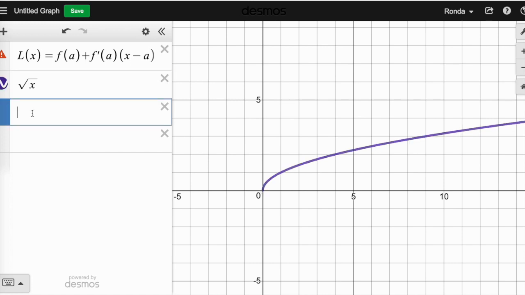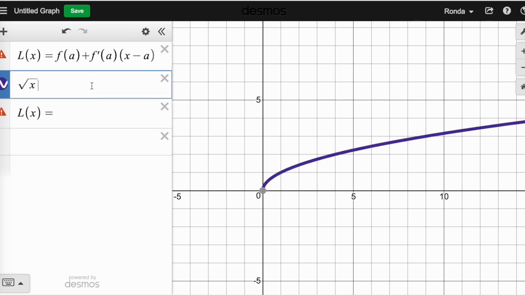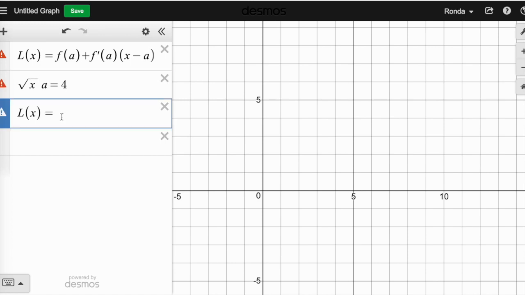Now I know that my lovely Desmos thing will actually do this and fill it all in for me, but let's actually do it. Okay, so I'm going to say L of x equals f of a, and we're going to use a equals 4 in our case. So if I have f of a, that's f of 4. So I plug in 4 here, and the square root of 4 is 2. So my f of a is 2. I wrote my f of a first this time instead of plus, but it doesn't matter. Addition is in any direction. So I have 2, and then plus.